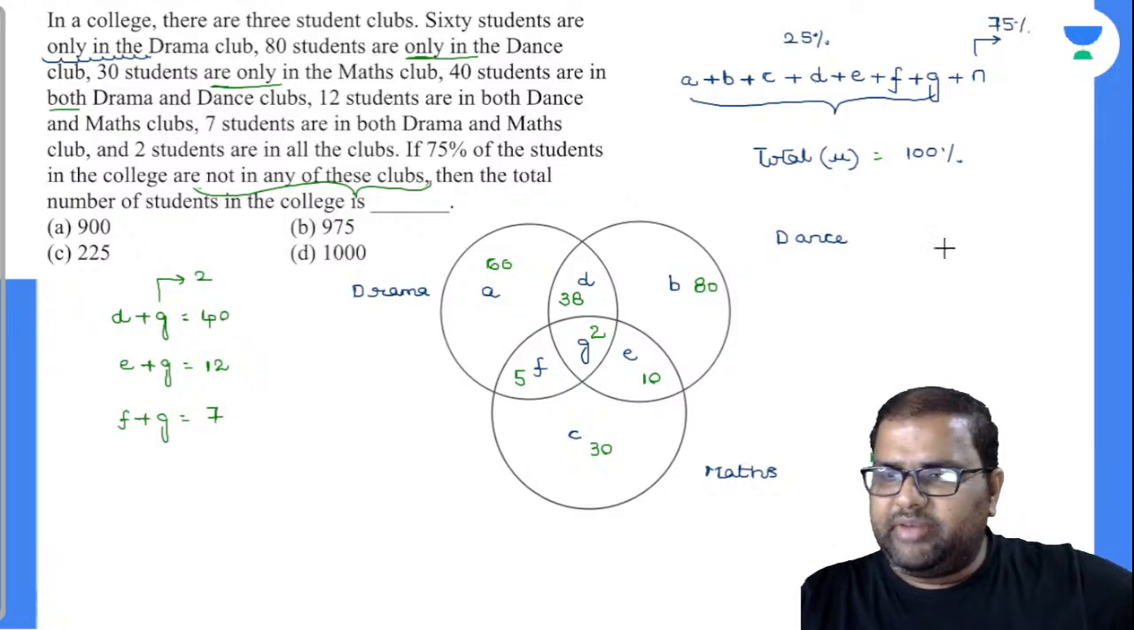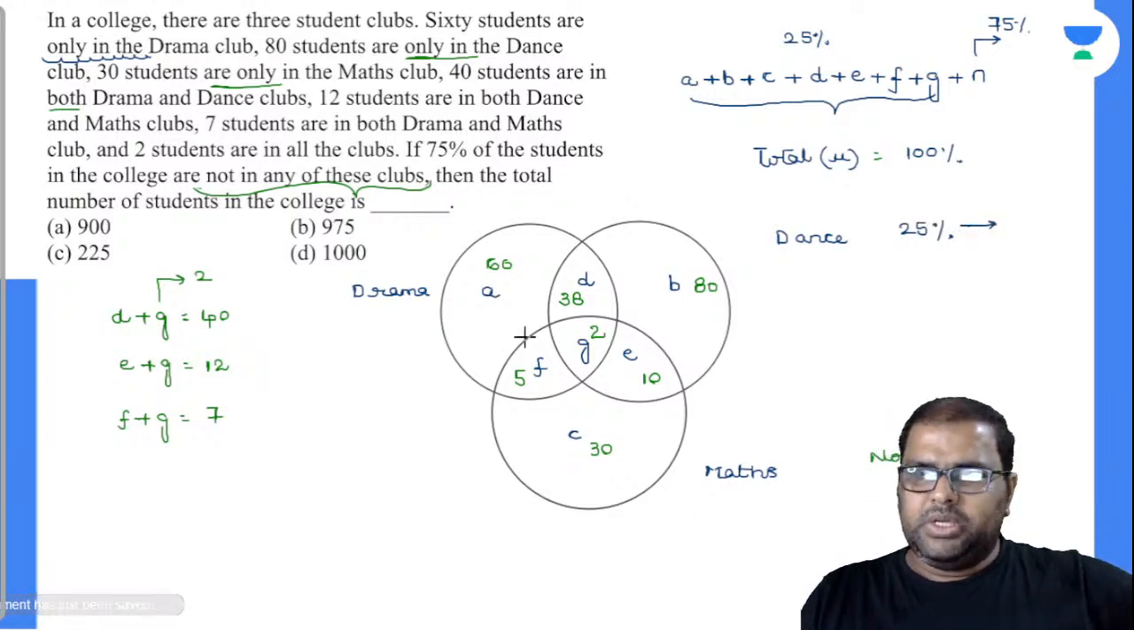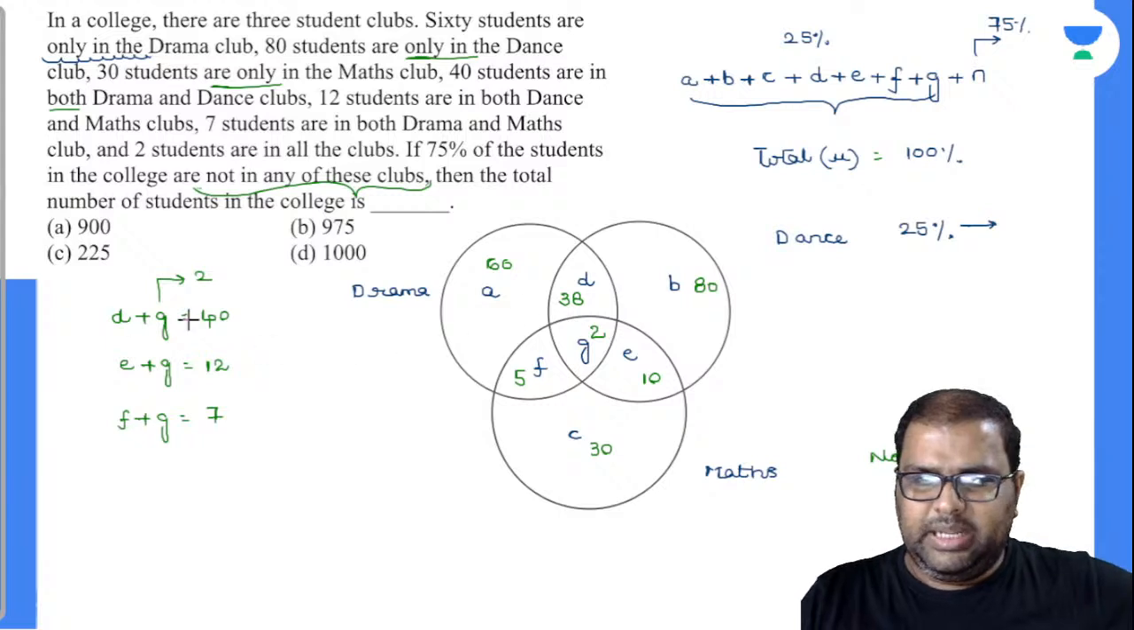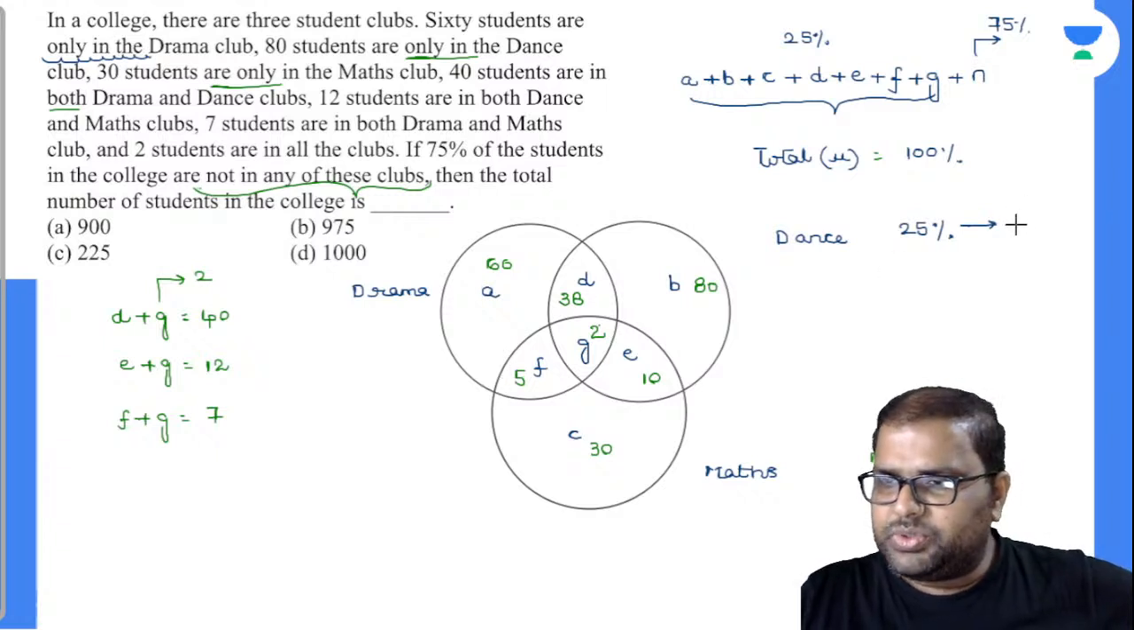Now look at what the 25% value was, add all those things, then you will get the answer there. So I'll add this, right? D plus G is 40, 60 plus 40, 100. B is 80, 180, 180 plus 10, 190, 190 plus 30, 220. Am I right or wrong? 220, 220 plus 5, 225. So the 25% value is 225.